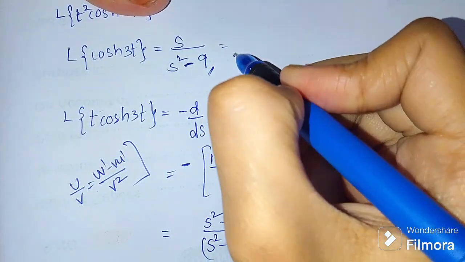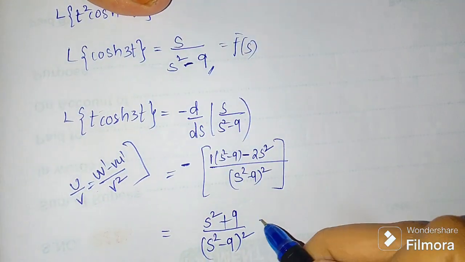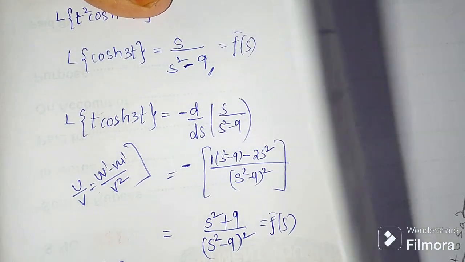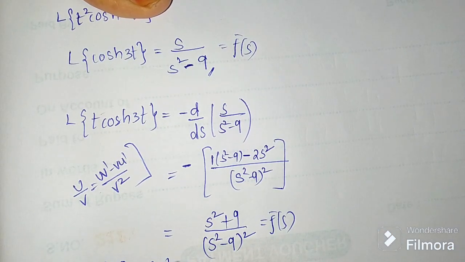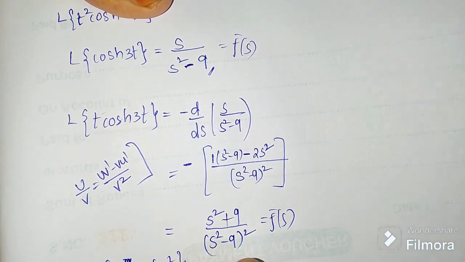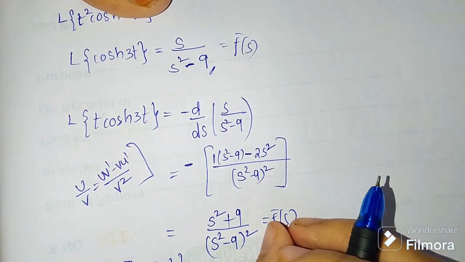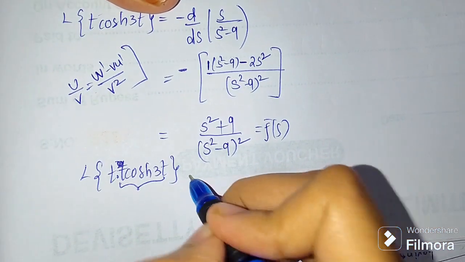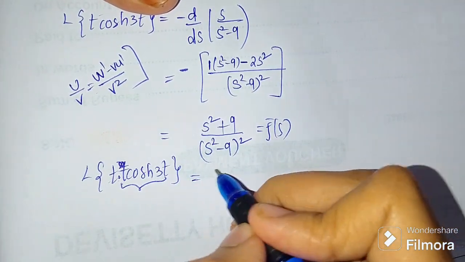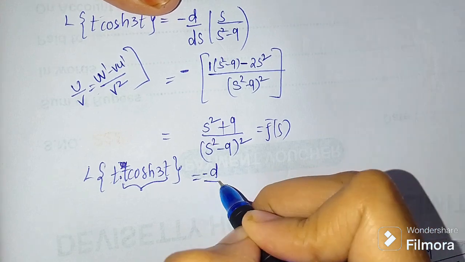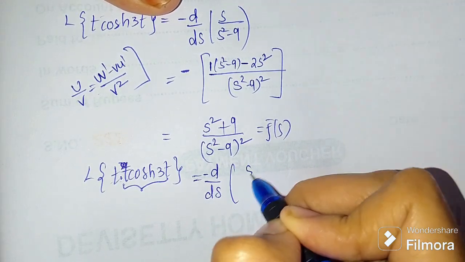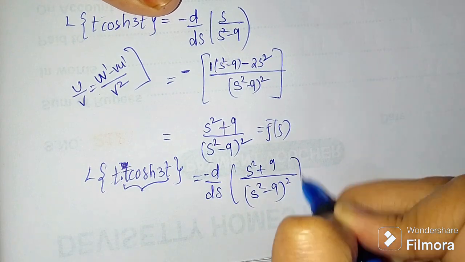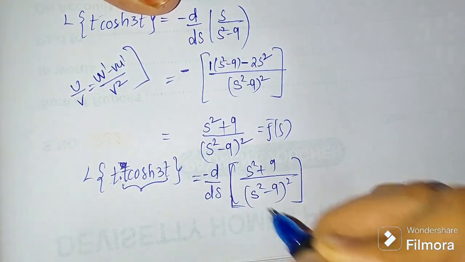So first this is my f bar of s, then I apply derivative. Now this will be my f bar of s. Now again I have to apply derivative. Again t square cosh 3t, or you can write it as t into t. So for this we have to apply derivative on this. t into t. Okay, so now minus, again minus derivative of (s square plus 9) by (s square minus 9) whole square. If you find this, the final answer will be coming.